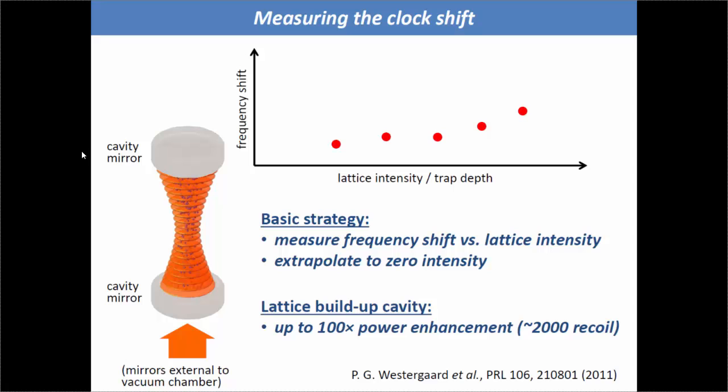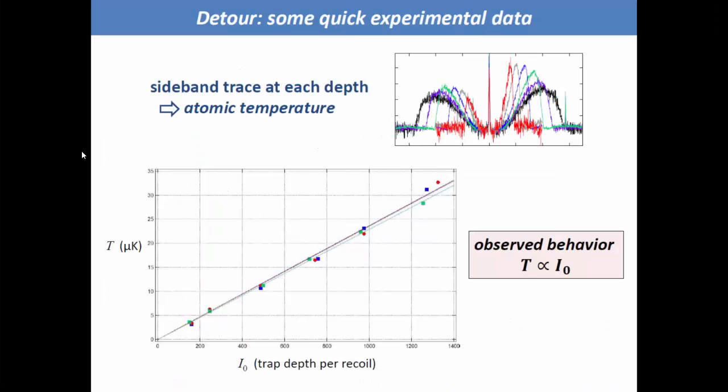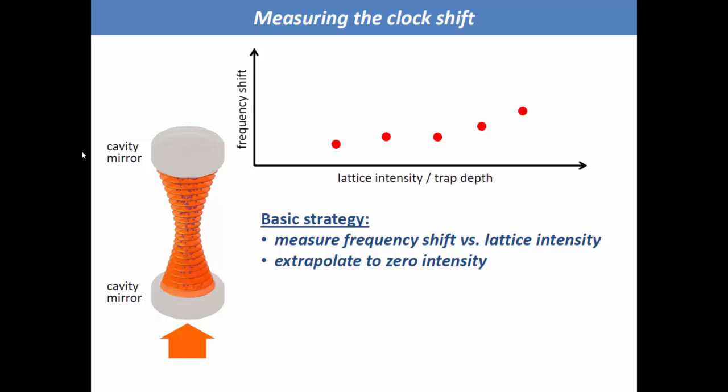So I want to come back to this slide in just a minute. However, I want to show some quick experimental data in the meantime. So at each intensity or depth that we work with, we do a quick trace of the sideband spectrum. The reason we do this is because this gives us information about the atomic temperature. And when we do this, we see a very interesting behavior. We find that the temperature scales linearly with the intensity. This isn't something that we expected going in, but we suspect that's due to Stark shifts on the cooling transitions. So as we increase the intensity, we're essentially inhibiting the cooling and ending up with higher temperatures. In any case, it's a clear behavior that we see here. All right, and we'll see a little bit of that in just a few minutes.